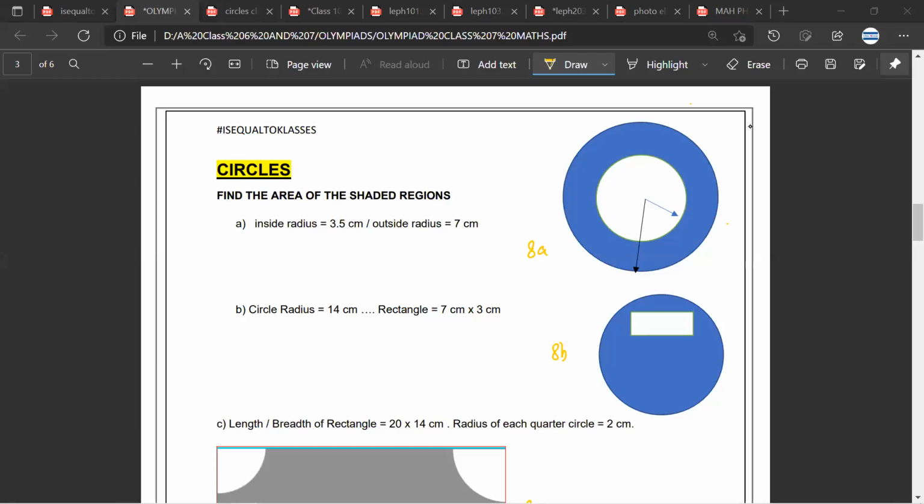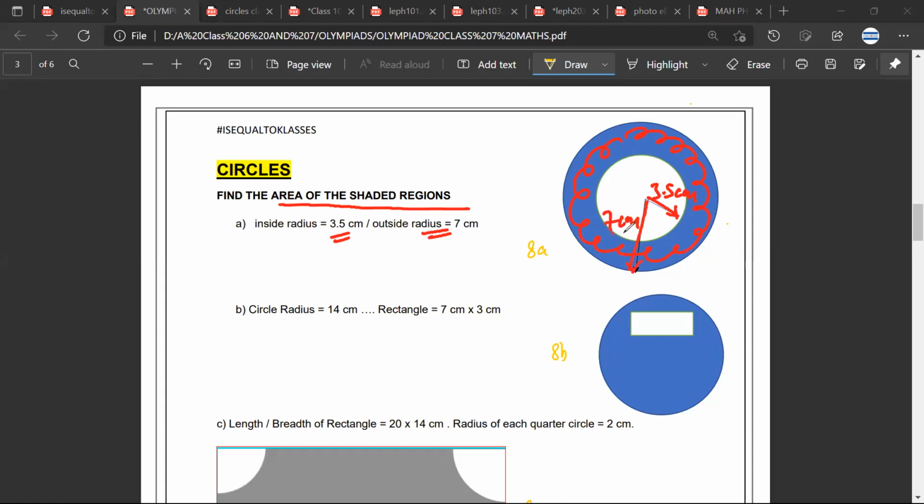So Mr. Sarthak, we want to find the area of the shaded region. This is the area that we want to find. Now the inside radius is 3.5 centimeter. This is the inside radius, and the outside radius is 7 centimeter. This is the outside radius. Mr. Sarthak, how should we do this question?